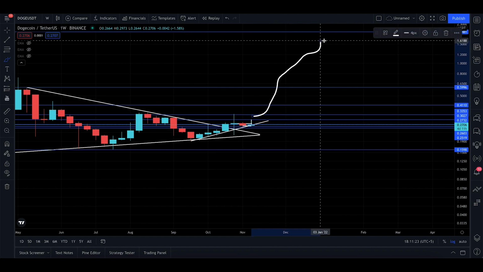And what do I mean by that? Like the 10x that you've been waiting for is coming very, very soon for Doge as well.